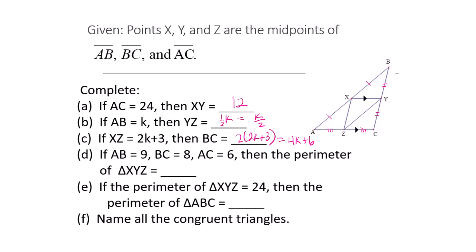So D, AB is 9. BC is 8. And AC is 6. Then the perimeter of XYZ, right? So that'll be the sum of half of all these, right? AB is 9, so that means XZ is half of 9, which is 4.5. BC is 8, so that means that YZ is going to be half of 8, which is 4. AC is 6, so that means XY will be half of that, which is 3. So if we add all those up, 3 plus 4 plus 4.5, we get 11.5.